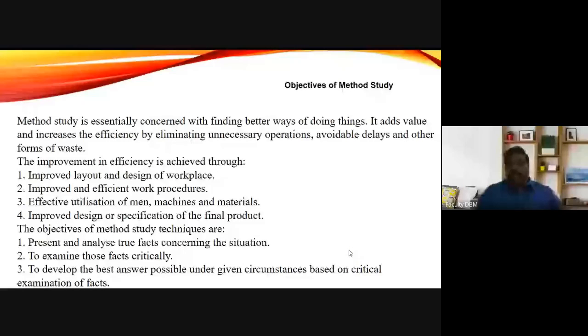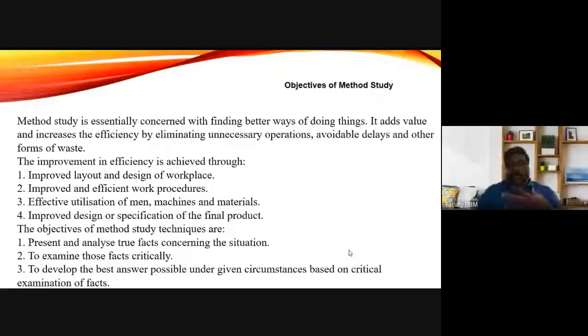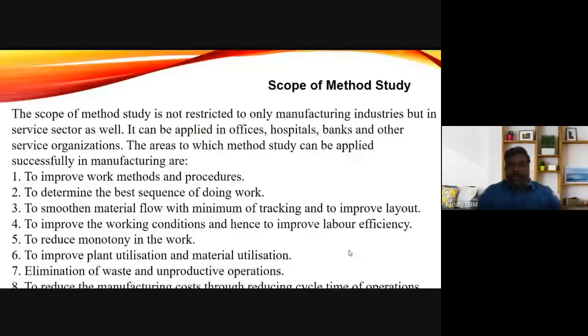So here, finding better ways of doing the thing. If you want to do anything, it should be better. So if you are going to be thorough with work study, method study, and work measurement in your daily life, in your project work or in your work, you can be a higher productive member.